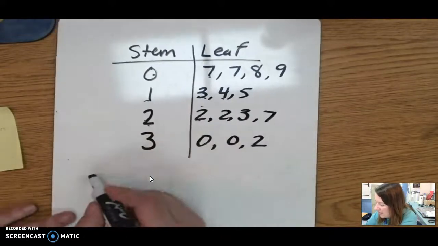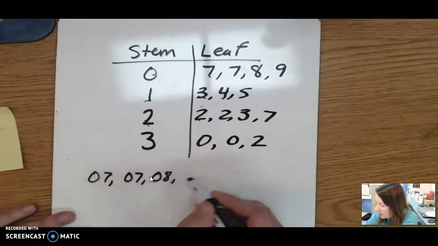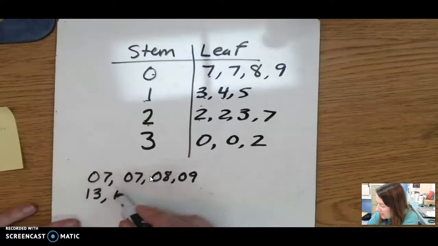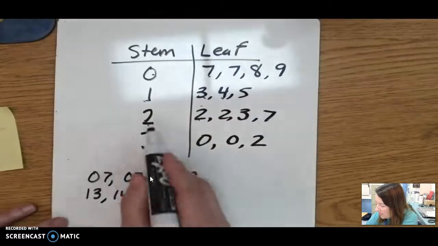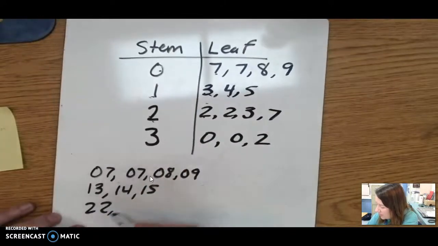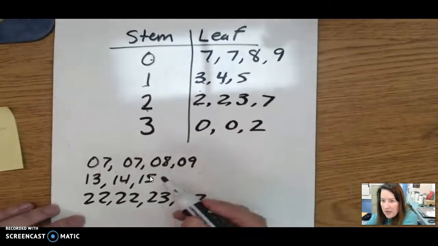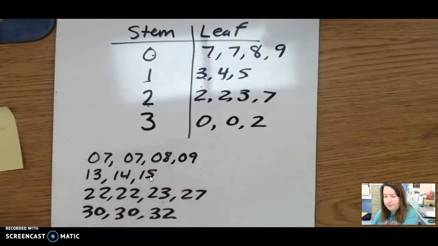So I could sit down and write down all these numbers in order if I needed to. So this is 13, 14, 15 from this row, right? The 20s, 22, 22, 23, 27, this row. Then down here we have the 30, 30, 32. So that's how we read this stem and leaf.